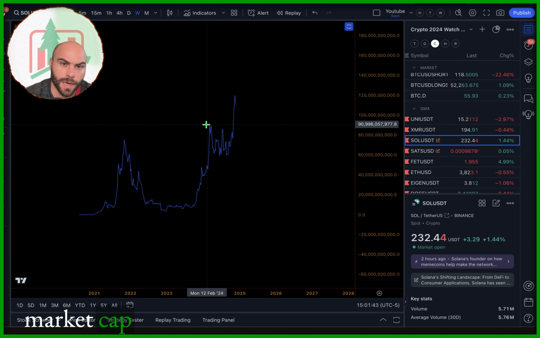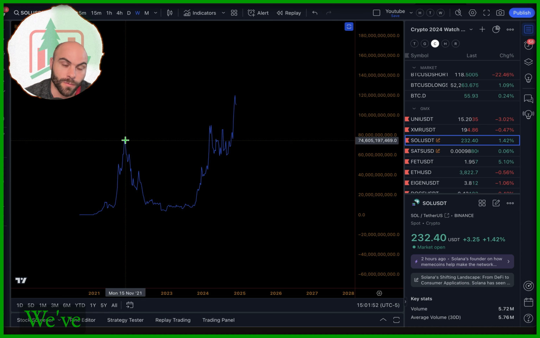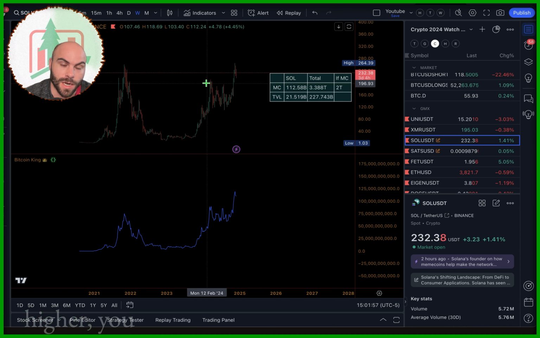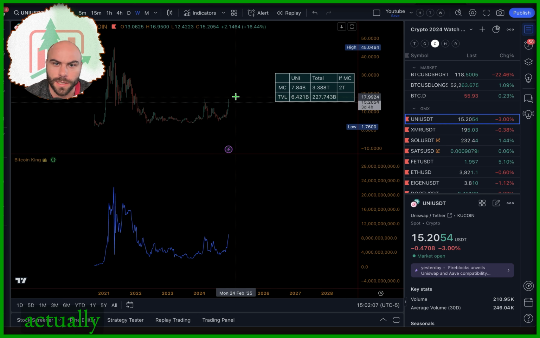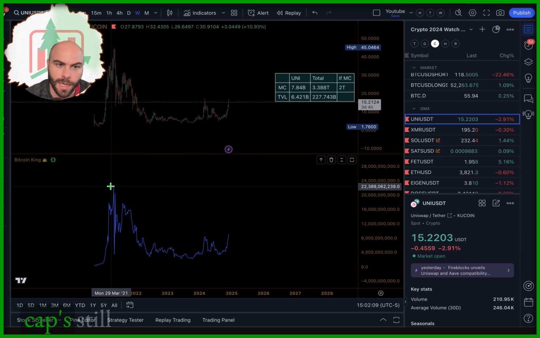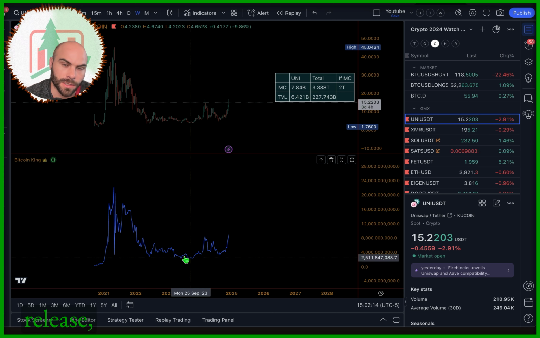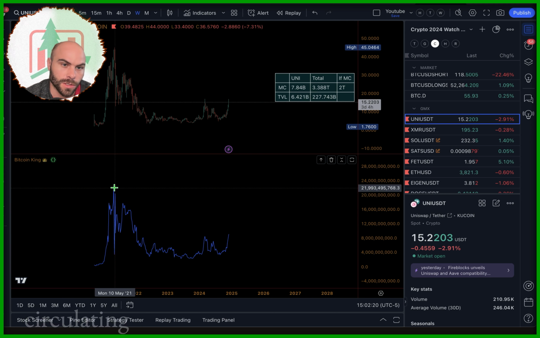So we had a higher market cap early in the season. The market cap's at 121 billion. We've pretty much doubled it since the last cycle. So if you think this is going to go much higher, you might want to double check the market cap, because that's where it really matters. If we look at something like Uniswap, this one actually has room to move because the market cap's still here. So what'll happen is over time, these tokens will release more coins, so there'll be a larger circulating supply.